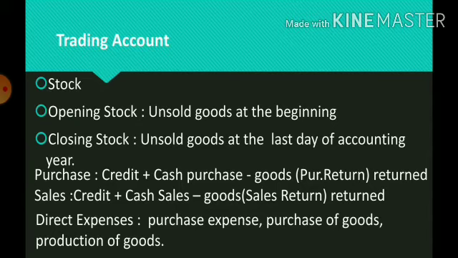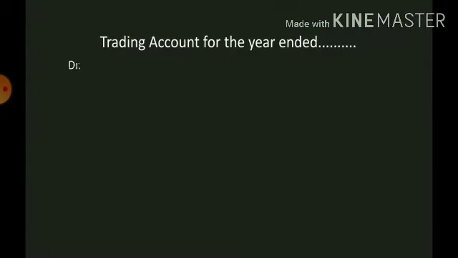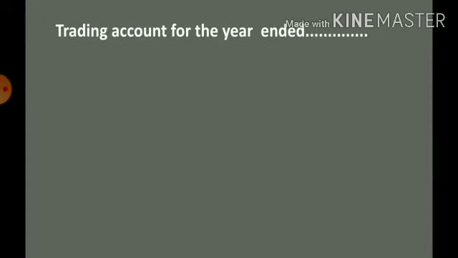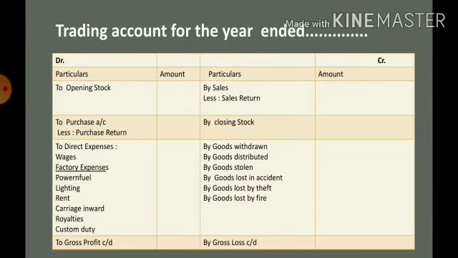Now, direct expenses we are going to record in this: purchase expenses, purchase of goods, production of goods. So whatever expenses incurred for the production activity or purchase of goods or raw material will be recorded in our trading account. Now let us see the specimen of trading account. It will be prepared just like ledger account in a T format. We have to follow here PAPA, that is particulars amount on debit side and credit side. Now we will see the format in detail.